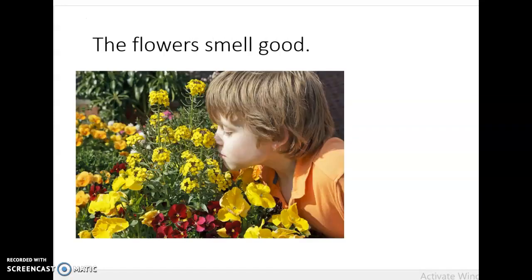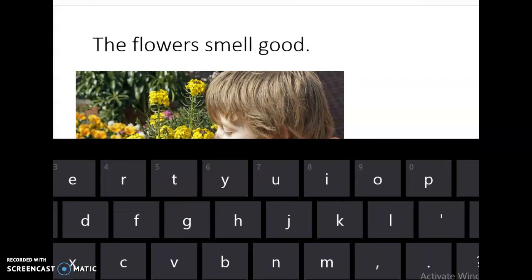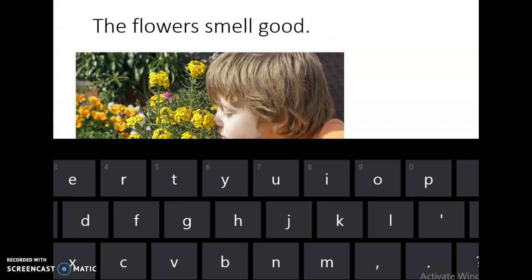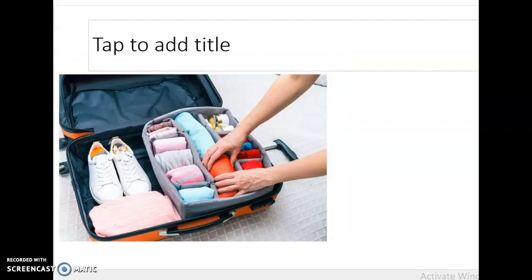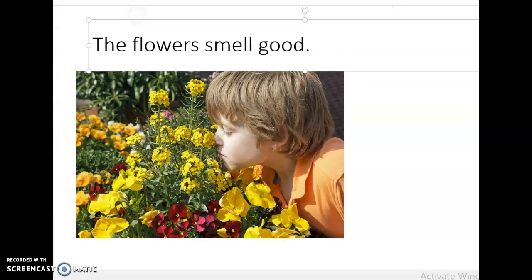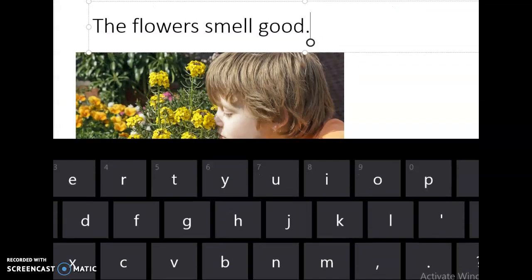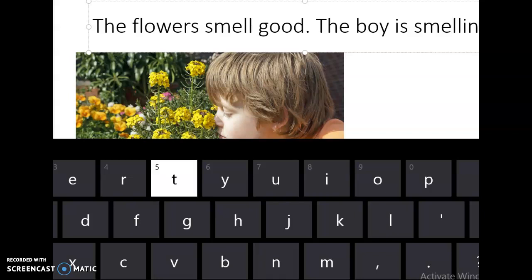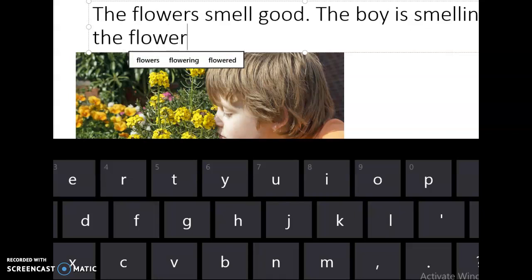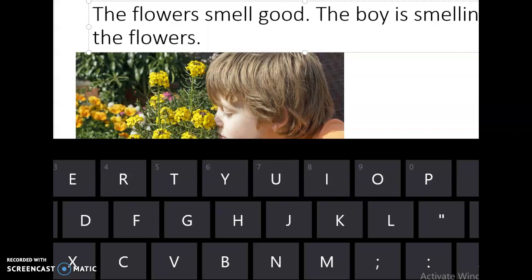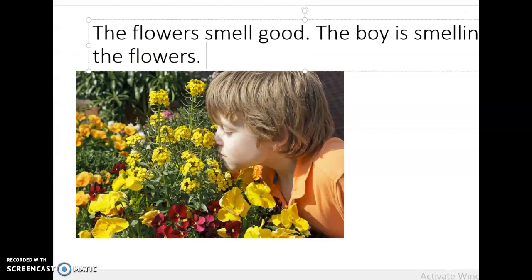If we go back to the same thing, the flowers smell good. Okay, so the boy, okay, let me just go there again. So the boy is smelling the flowers. The boy is smelling the flower, because the flower cannot do an action. It smells good. The flowers or the flower, whatever. But the boy can do an action to smell the flowers, so we can use it in present continuous.